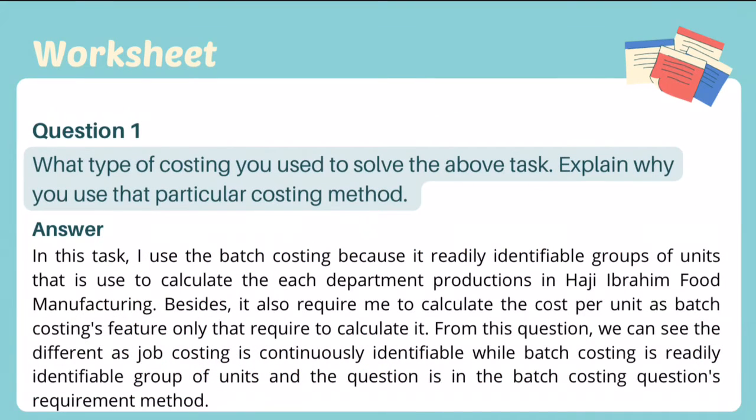So, the first question: what type of costing do you use to solve the above task? Explain what you use in the particular costing method. My answer is, in this task I use batch costing because it is a readily identifiable group of units that is used to calculate each department's production in Haji Ibrahim food manufacturing. Besides, it also requires me to calculate the cost per unit, which is a feature of batch costing. From this question, we can see that job costing is continuously identifiable while batch costing is a readily identifiable group of units, and this question meets the batch costing requirement.